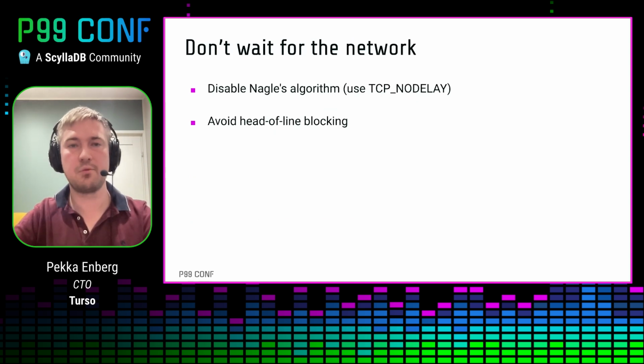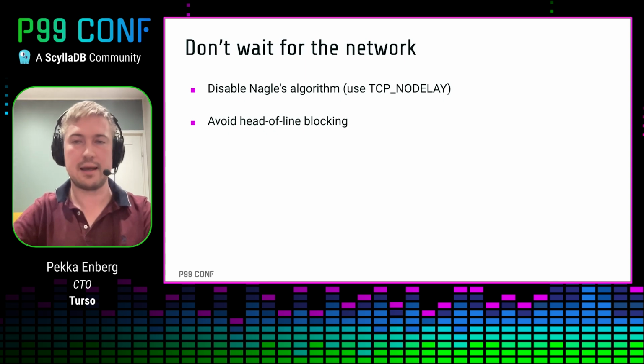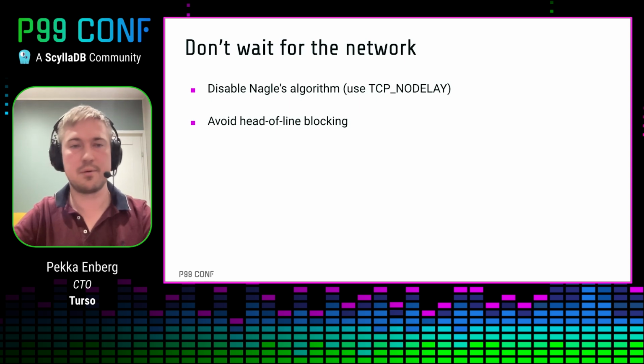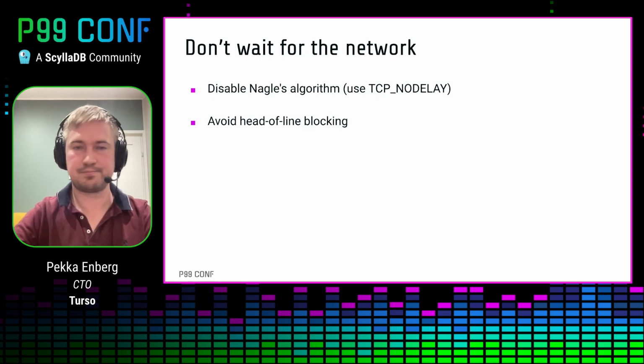Then finally, don't wait for the network. It's also always TCP no delay, or lack of it, that's causing your latency problem. So actually, maybe this should be the first one before avoiding dynamic memory allocation. You should disable Nagle's algorithm essentially. Then also avoid head of line blocking. If you have big requests coming in the queue and taking a long time to process, this will basically slow everyone down. So avoid that as well.